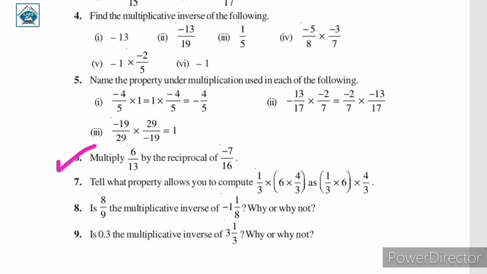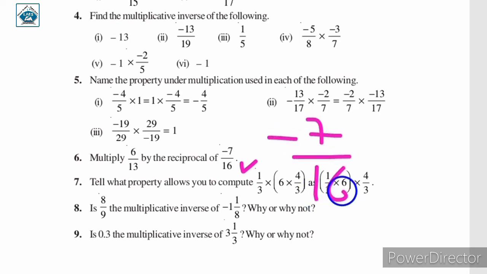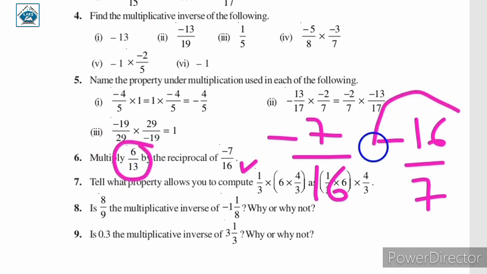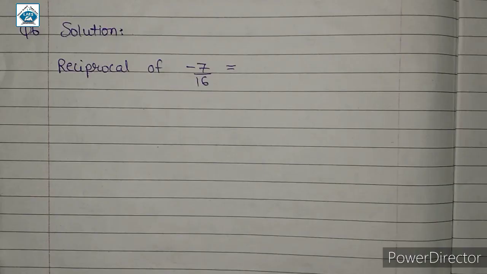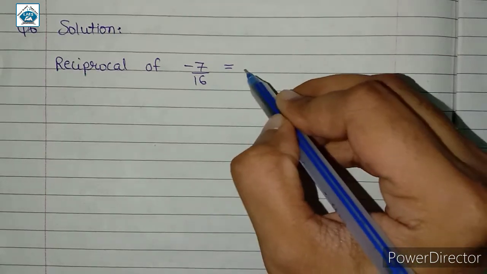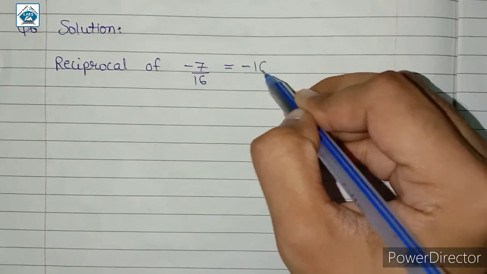Question number 6. Multiply 6 by 13 by the reciprocal of minus 7 by 16. So here we need to multiply 6 by 13 by the reciprocal of minus 7 upon 16. Now here, first of all, we need to find its reciprocal. It is very simple. The reciprocal of minus 7 upon 16 is minus 16 upon 7. So here we need to multiply 6 by 13 with minus 16 by 7.